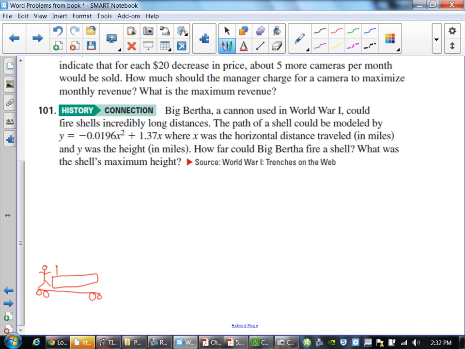So there's a cannon. What was the initial height of the cannon? Take a look at the function they're giving you. Think about what they're giving you here. They're giving you this equation: y equals negative 0.0196x squared plus 1.37x. And that's it. Where is this cannon starting at? Zero. So what's the height of the cannon? 0.